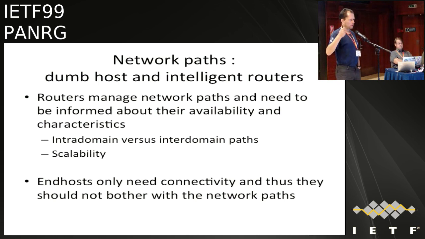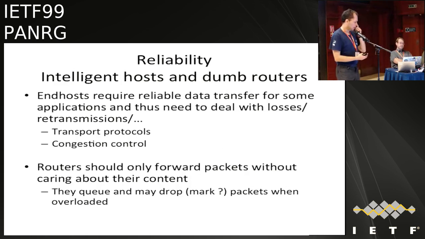If we look at the reliability of the data transfer, we have the opposite. We have the intelligent host, and we have placed all the complex functions for reliability in the transport protocols, and even the congestion control, on the end host. All the complexity is placed on the end host to have devices in the network that are as simple as possible, and they only forward packets. So we have a duality between reliability and network information. The routers only queue and may drop, maybe mark packets if ECN is deployed.